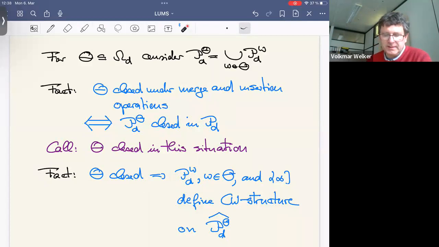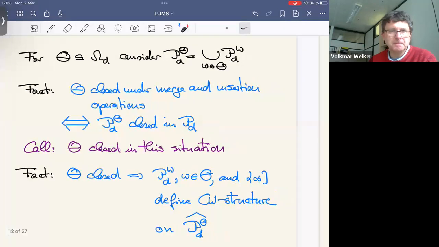Just to give you an example, if I choose all theta which have only odd parts, then this is not closed because it's not closed under merge operations. If you have two odd parts and you merge them, you get a part which is the sum of two odd numbers, an even number, so you have left this set. But if it just has even multiplicities, that would be good. That would be a situation that is closed. Okay. Any more questions? No.